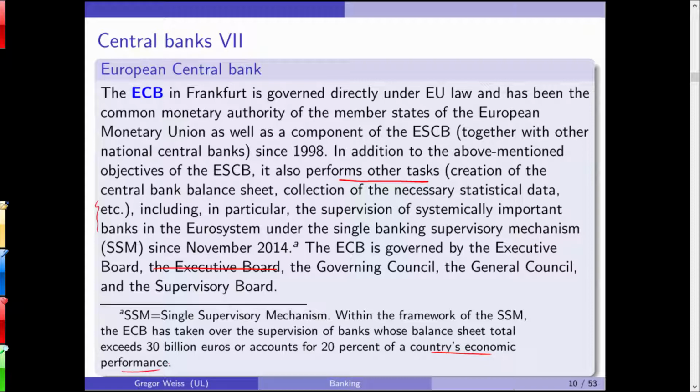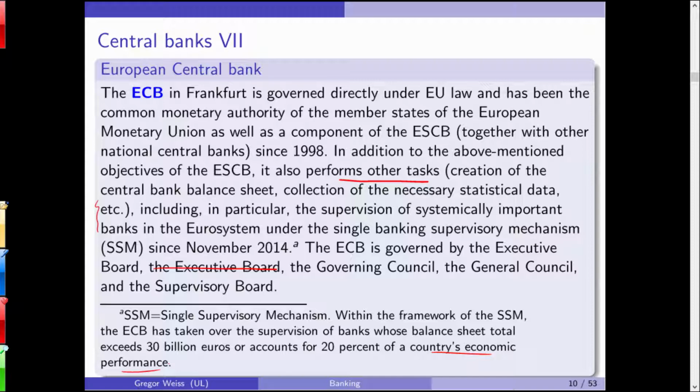So there are two possibilities for a bank to become systemically relevant and to be supervised by the European Central Bank. The first one is if its absolute size is too high and it's too large in terms of balance sheet size. And it can also become systemically relevant if it might be a small bank, but within its home country, it's still one of the largest banks with almost 20% of a country's economic performance on its balance sheet.